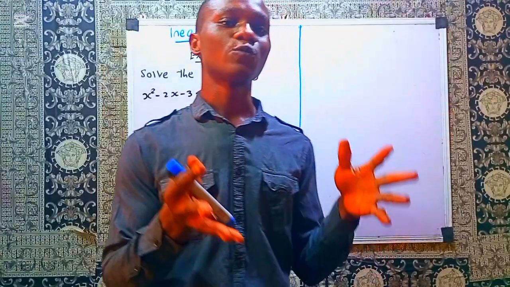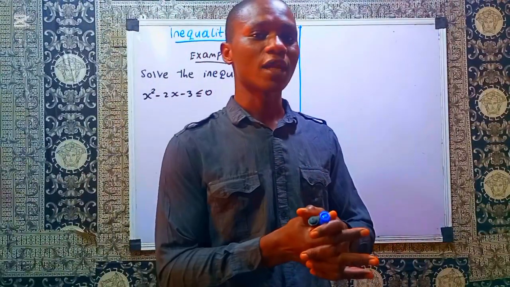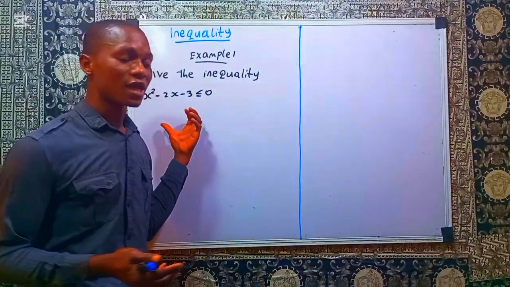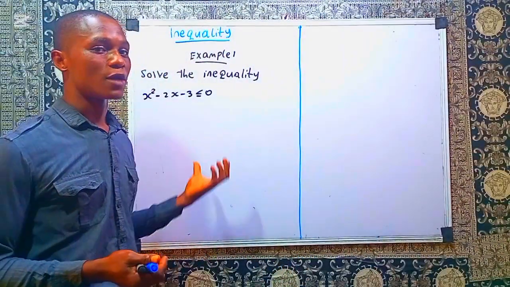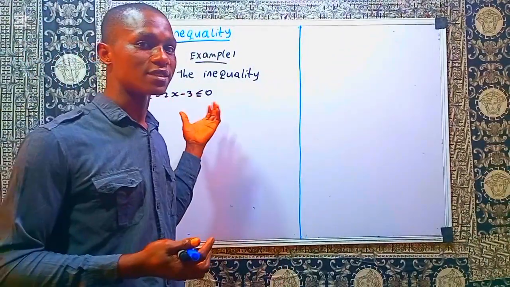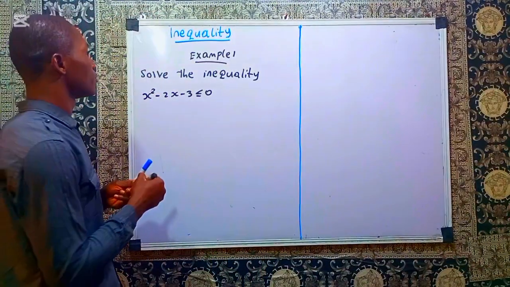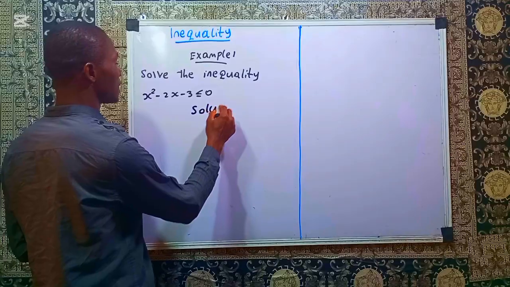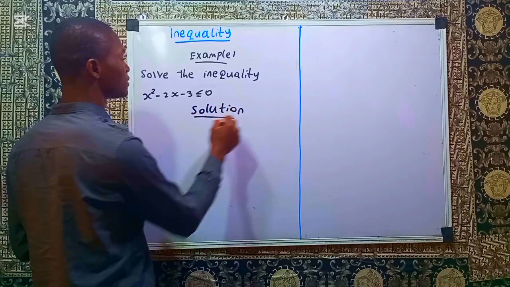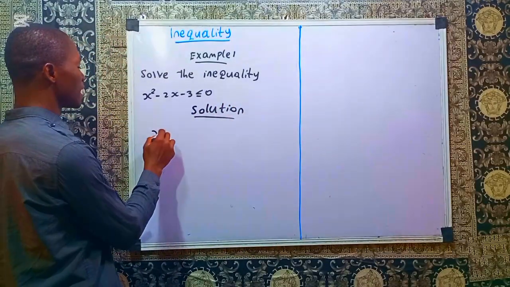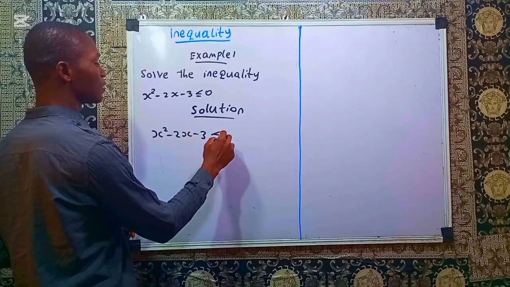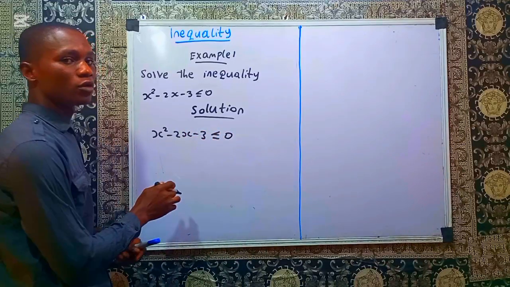So I'm going to start with example 1, and this example 1 has to do with a problem that involves quadratic inequality. So how do I solve a quadratic inequality? So we are asked to solve this inequality, so we can start the solution of this. So we have that x squared minus 2x minus 3 is less than or equal to 0.